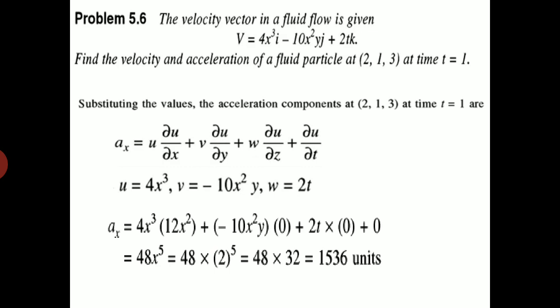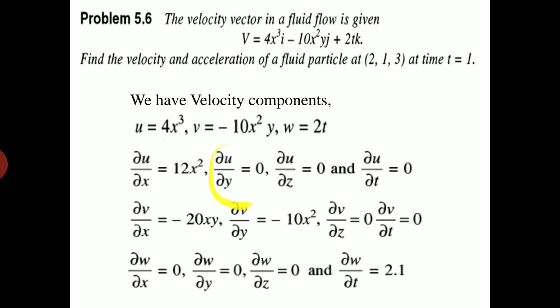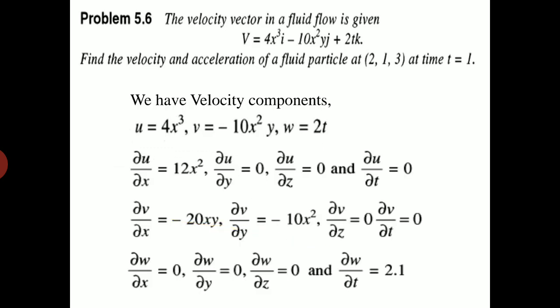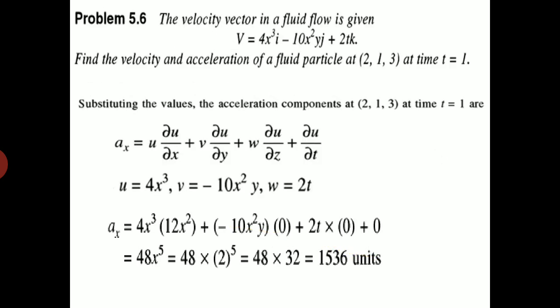Similarly, v into dabba u by dabba y, so it will be 10x square y. So again, what is the value of dabba u by dabba y? Dabba u by dabba y is equal to 0. So we will be substituting this in here, and I'm getting it as 0. Similarly, w dabba u by dabba z, so it is 2t multiplied by 0, plus dabba u by dabba t is equal to 0. So I'm finding out the value of ax, which is coming as 1536. Similarly, in this manner, I can calculate the value of ay and az also.